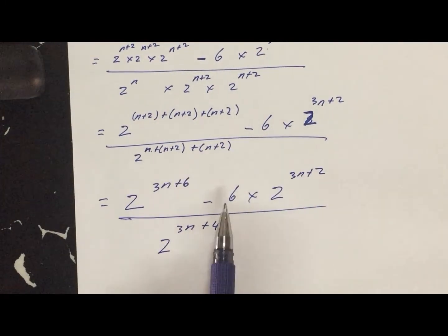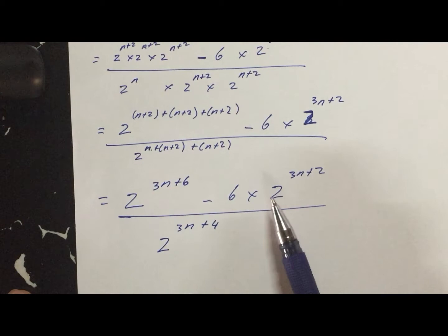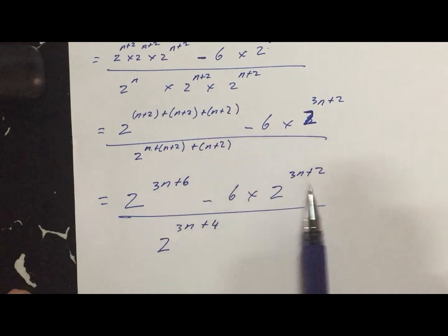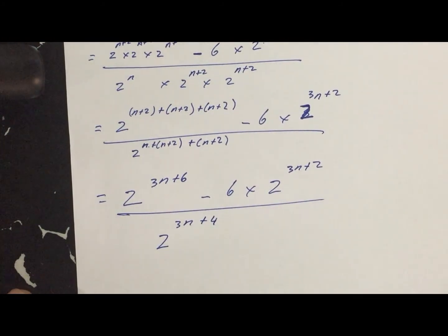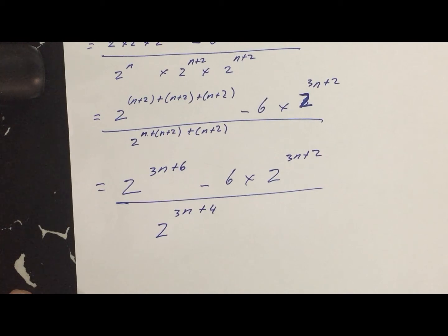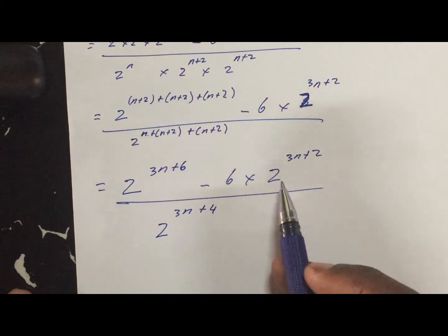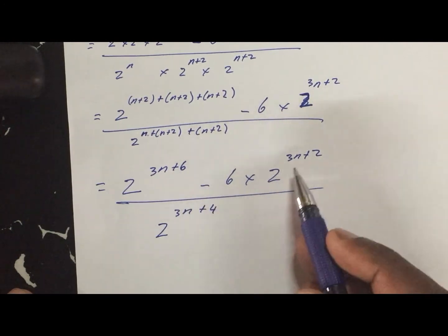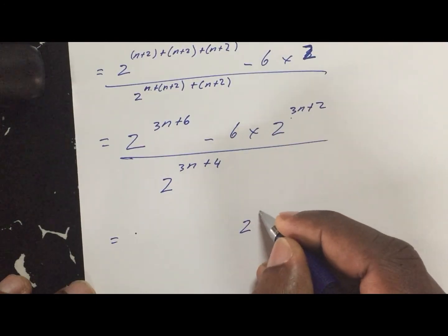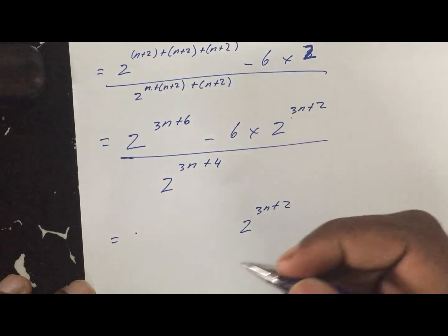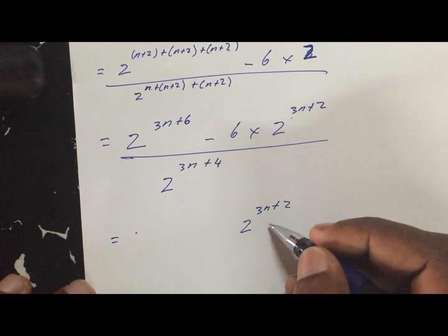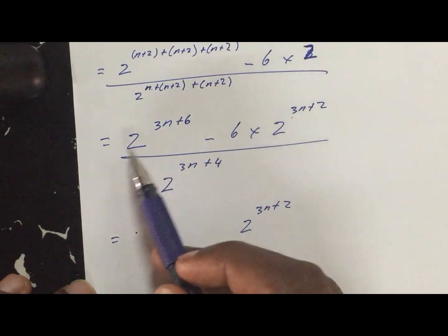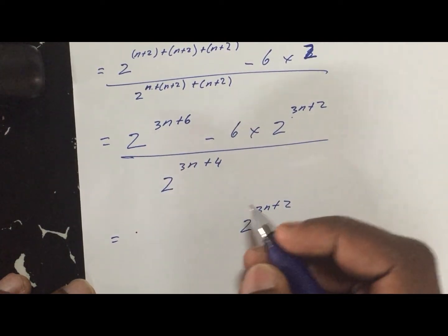Now, since we have this negative sign, we can factor these two because they have certain things in common. So we go straight ahead and we factor the 2. In factoring the 2, we look to see what is common. What is common between the two is 2 to the 3n plus 2. So this multiplied by something is supposed to give us back what we have here. Alright, so let's go.